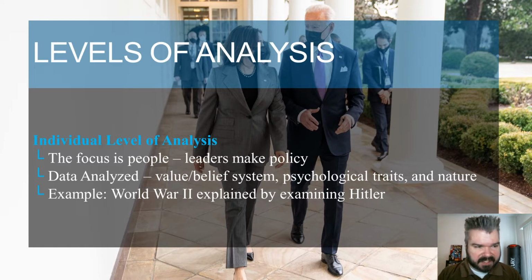So levels of analysis, right? Individual level of analysis. We've already briefly talked about this, so I might go a little bit faster. Remember, at the individual level of analysis, we're taking a look at the personal characteristics of individuals, because after all, individuals are the ones who make policy, right? So we're taking a look at the value system, the belief system, the psychological traits they have, their very nature, the upbringing, their education level. We're looking at everything that makes them, right? Again, we can explain World War II by simply looking at the rhetoric and the belief system of Adolf Hitler.